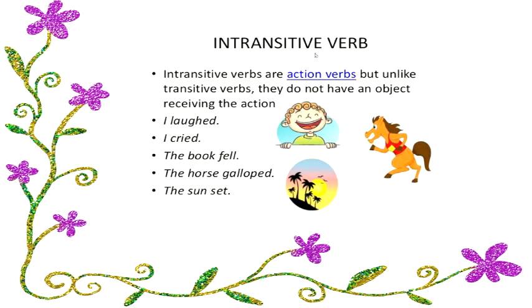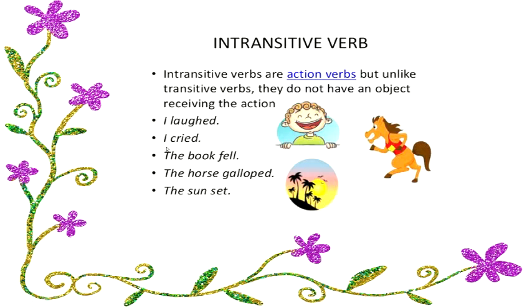See, intransitive verbs are action verbs, but unlike transitive verbs, they do not have an object receiving the action. There are some sentences like I laughed. In this sentence, I is the subject, laughed is the verb, and there is no object. Similarly, I cried. I is the subject, cried is the verb, and there is no object in the sentence.